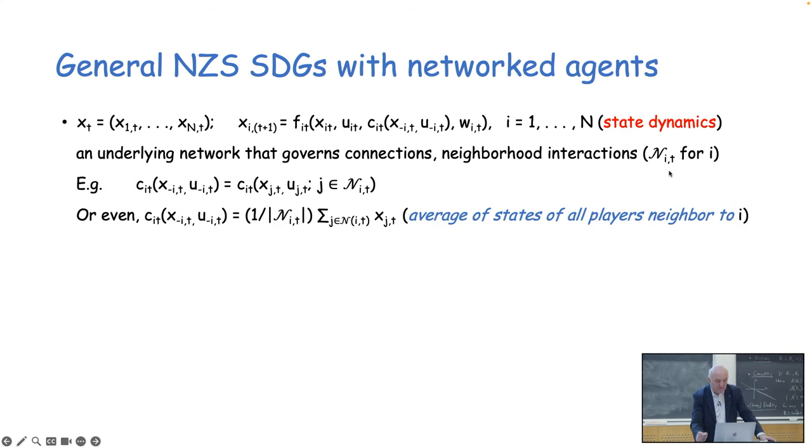For example, if C were zero, then each agent would have separate, independent state dynamics. But if C_i is not zero, then there is some coupling, either through the states of other agents or through the controls. So the coupling could be only with the states and controls of other agents in the neighborhood of agent i, or it could be more specific, and that will take us to mean field games: the coupling could be the average of the states of all other agents in that neighborhood.